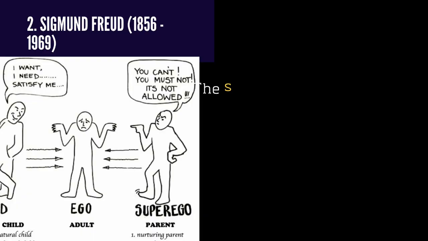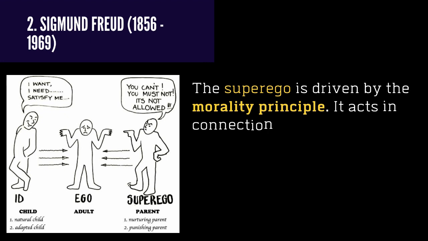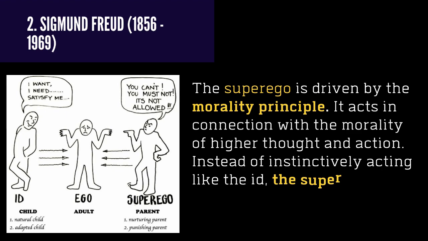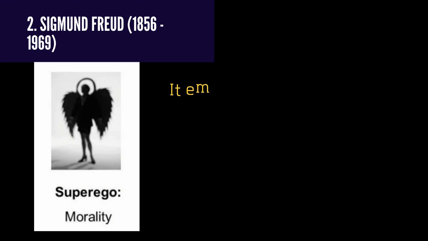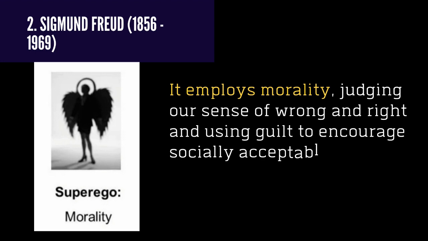The superego is driven by the morality principle. It acts in connection with the morality of higher thought and action. Instead of instinctively acting like the id, the superego works to act in socially acceptable ways. It employs morality, judging our sense of wrong and right and using guilt to encourage socially acceptable behavior.